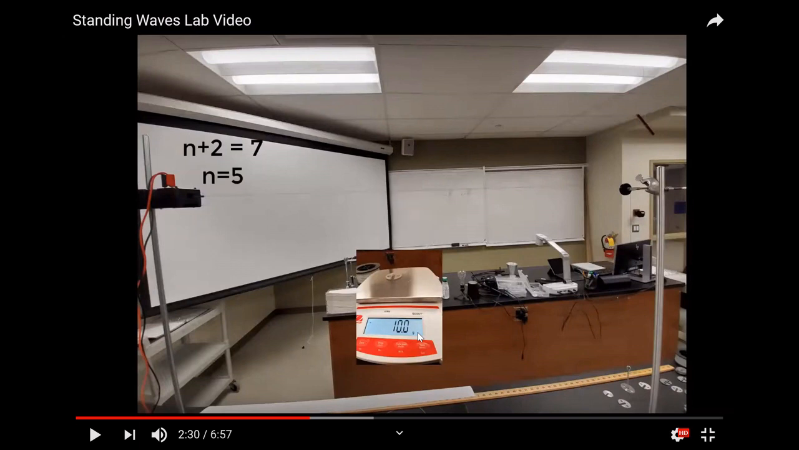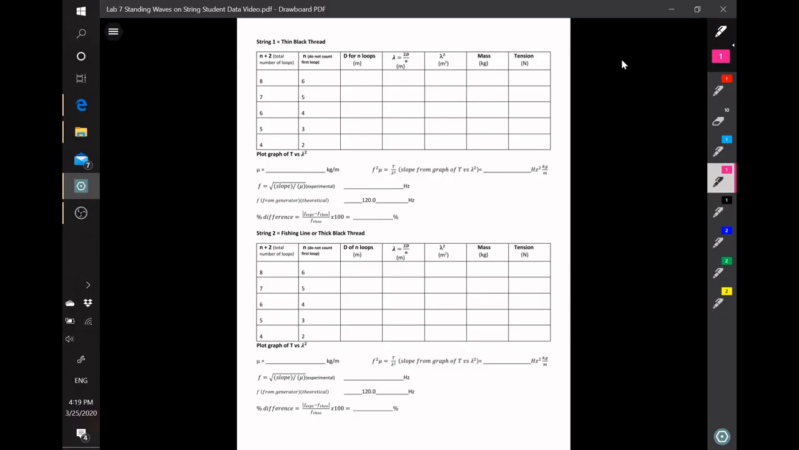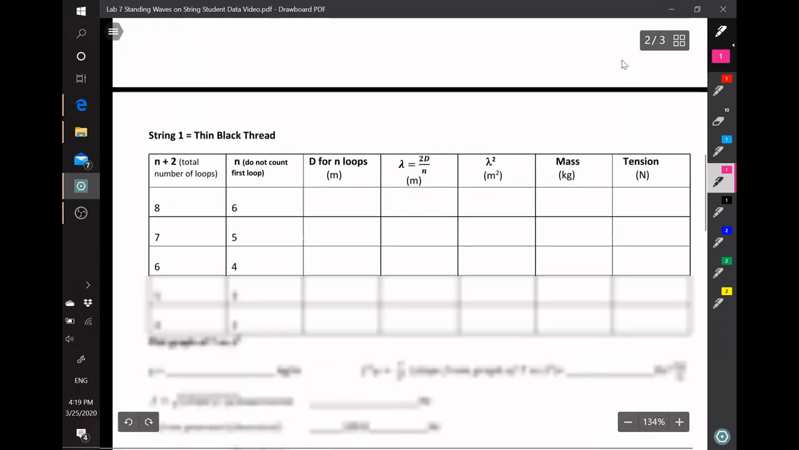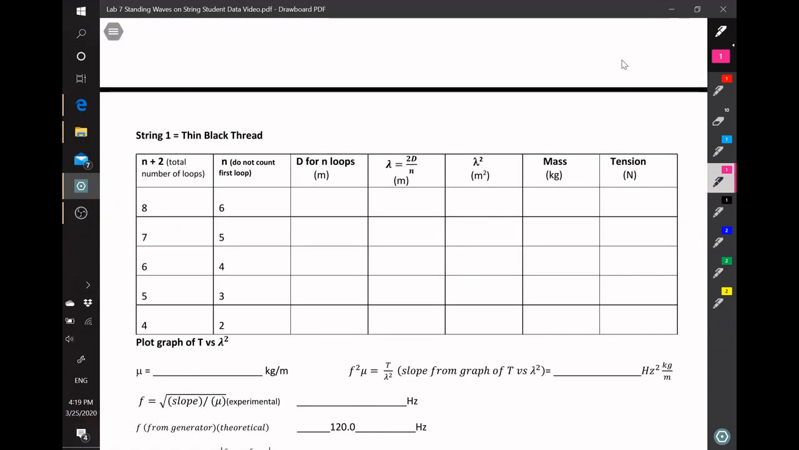Okay, and then this is the next part of the experiment, or the next piece of data that we're going to have to record. So let's go back and look at our data table. Okay, so we'll start with string 1, the thin black thread. The first picture showed us a total number of 8 loops, so n plus 2 is 8. What we actually measured were n loops, so 6 loops.